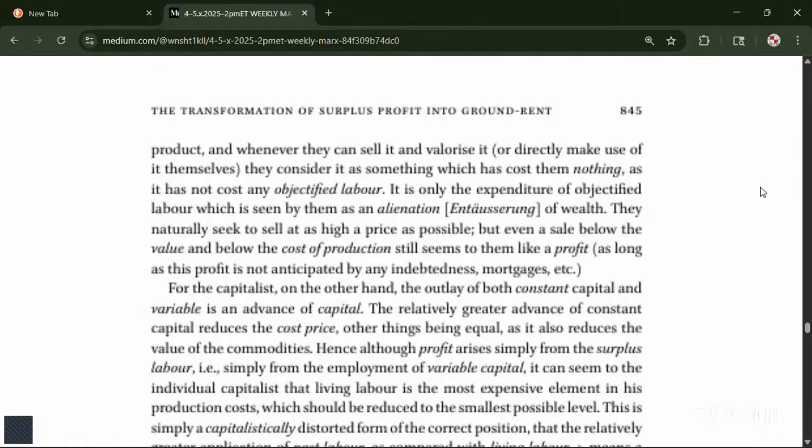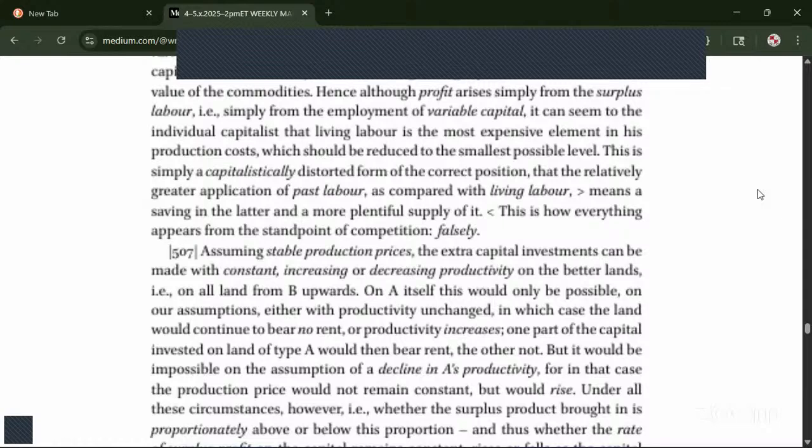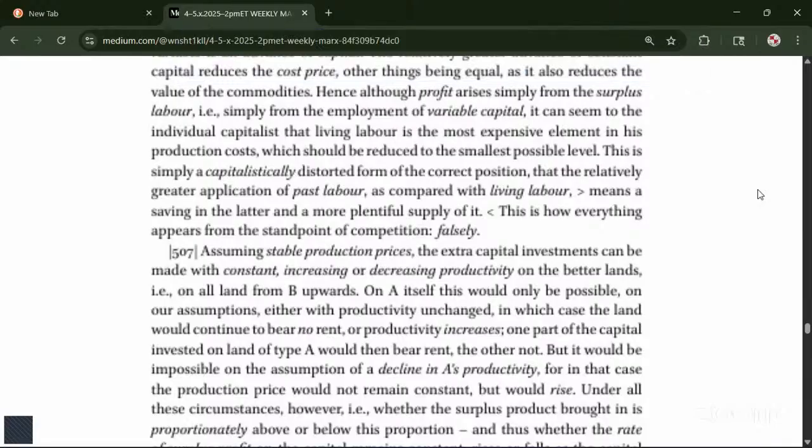This is simply a capitalistically distorted form of the correct position that the relatively greater application of past labor as compared with living labor means a savings in the latter and a more plentiful supply of it. This is how everything appears from the standpoint of competition, that is, falsely.